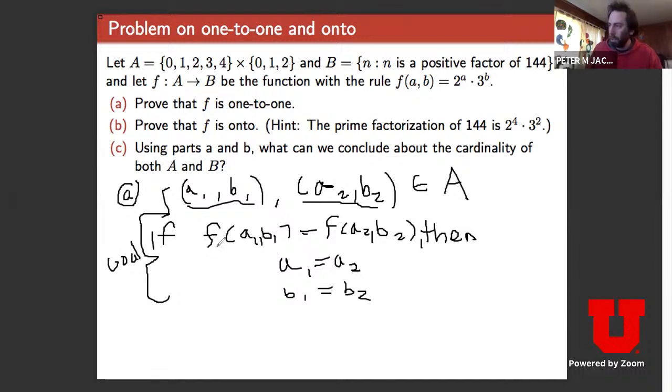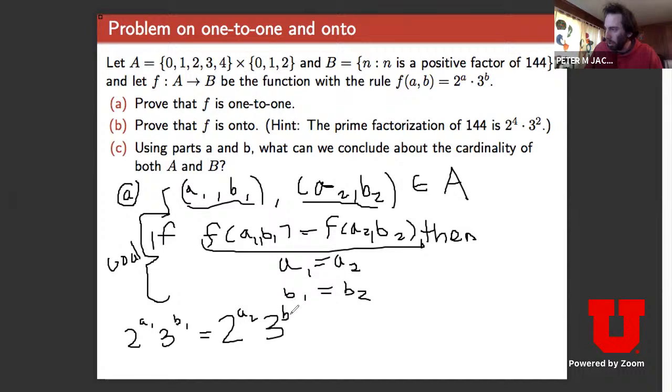So let's start with the assumption, which is that f of a1, b1 equals f of a2, b2. So what that means is 2 to the a1, 3 to the b1 is equal to 2 to the a2, 3 to the b2. All right. Again, the goal is to show that a1 equals a2 and that b1 equals b2.